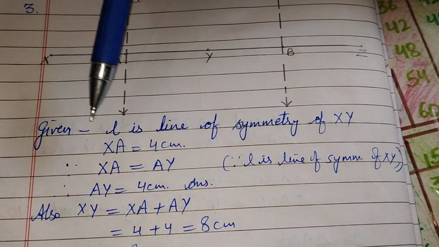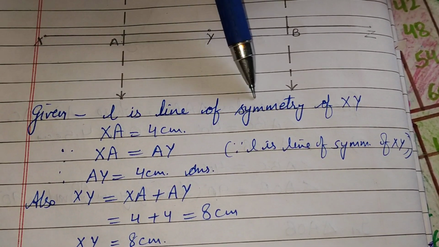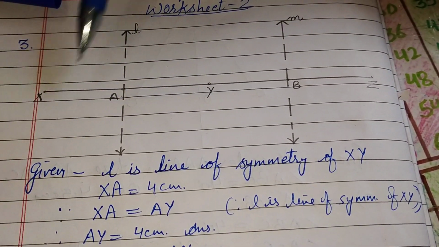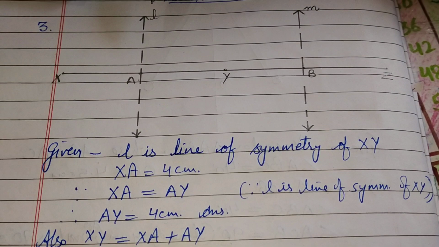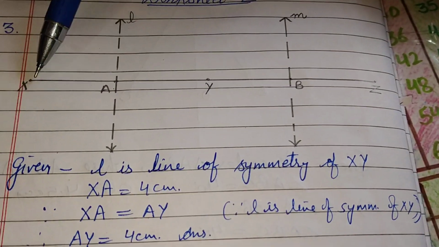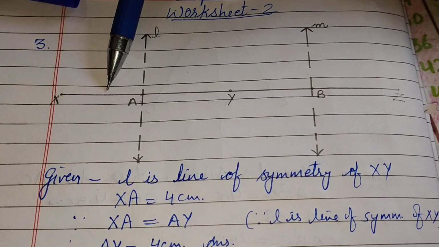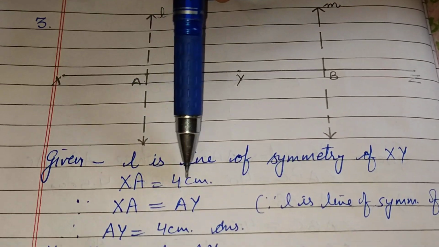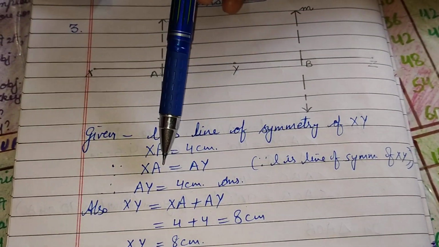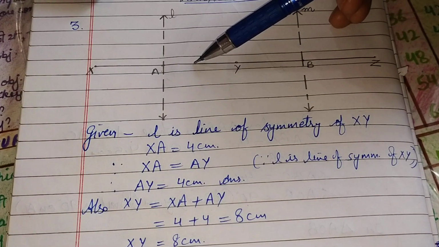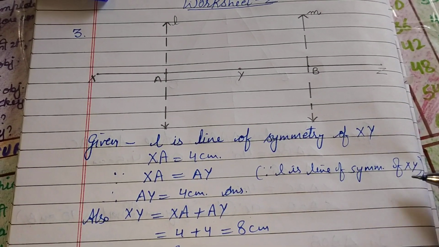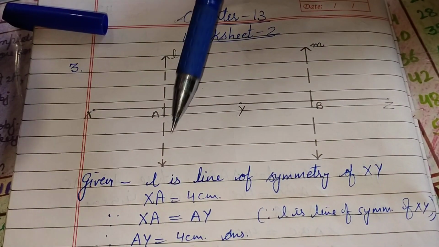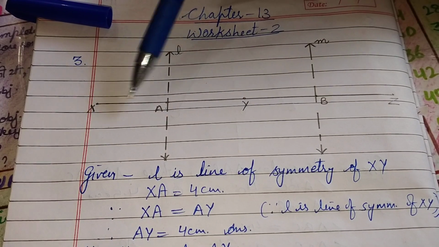From here we will start. Given L is the line of symmetry of XY. It means this line of symmetry, this L, is dividing XY into two equal parts. It means XA is equal to AY. XA is already given as 4 centimeter, it means AY is also 4 centimeter, because both are equal. We will write the reason here, and AY is equal to 4 centimeter. Clear?